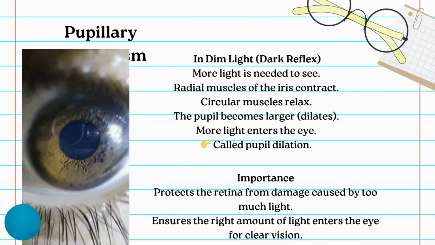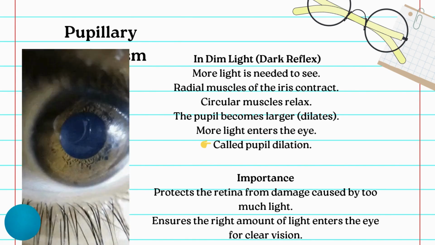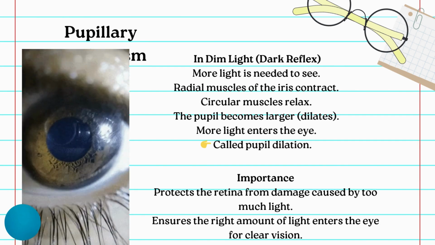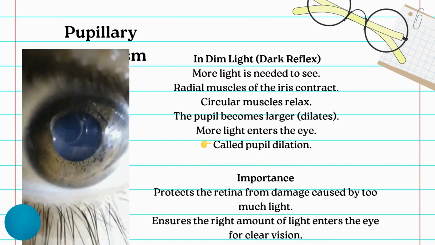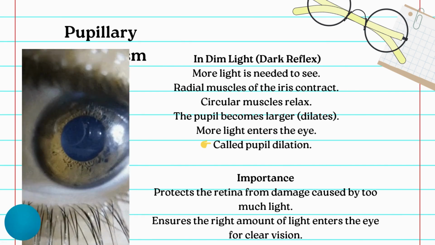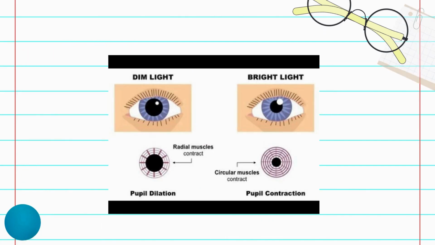So this mechanism is just to help you protect your retinas from getting damaged by too much light, and also to ensure that if you are in a dark place where you can't see, you don't hurt yourself or walk into something, because you are able to get enough light possible.